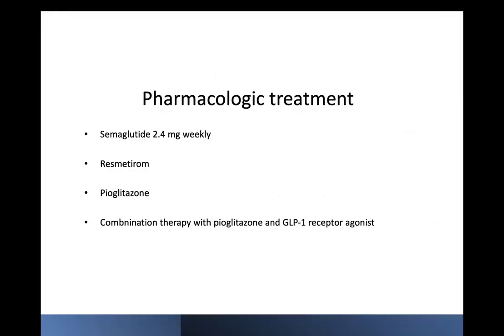Pharmacologic treatments. Semaglutide 2.4 milligram weekly is approved by FDA, as well as resmetirom, which is a selective thyroid receptor agonist. And the American Diabetes Association recommends pioglitazone and even recommends combination therapy with pioglitazone and GLP-1 receptor agonist.